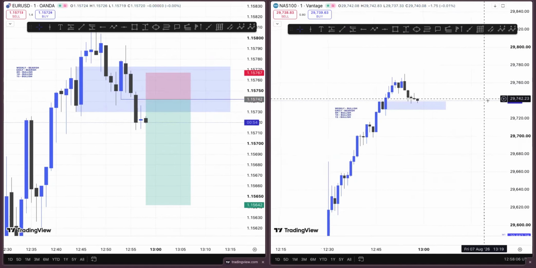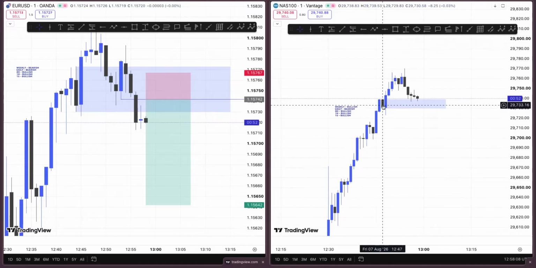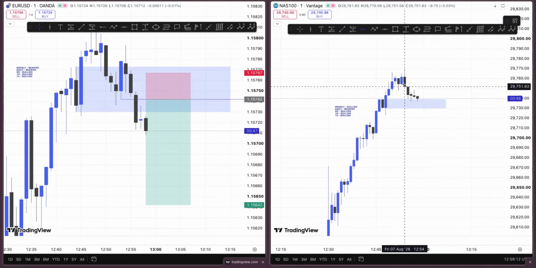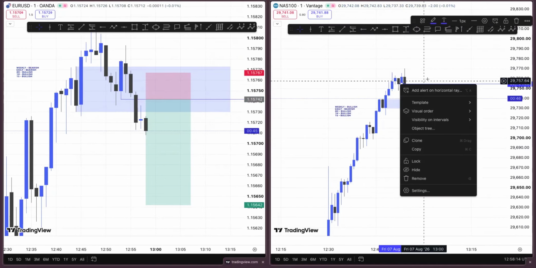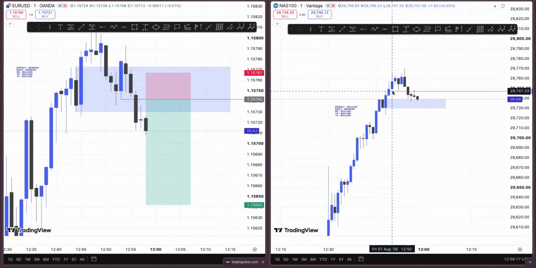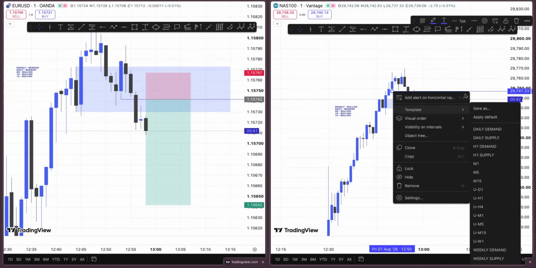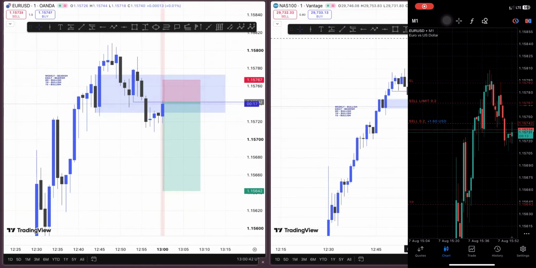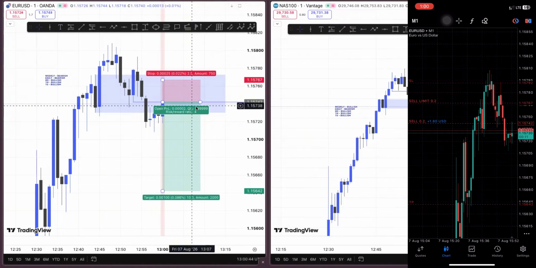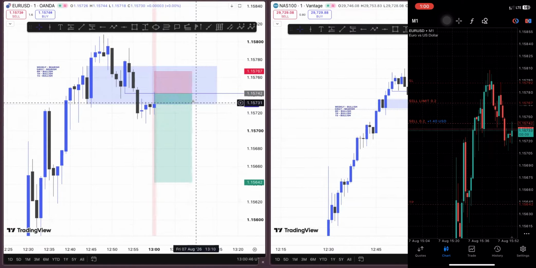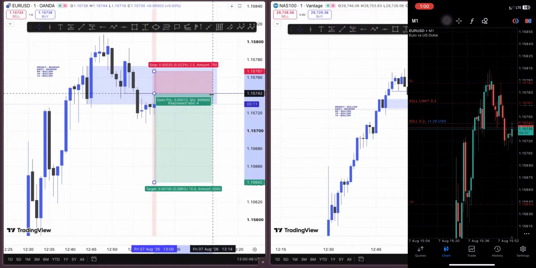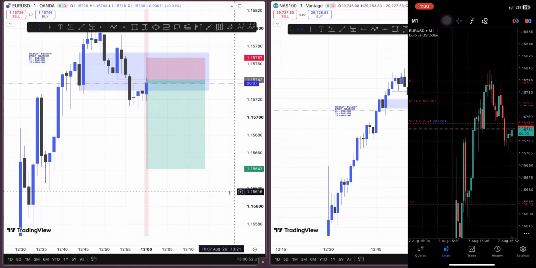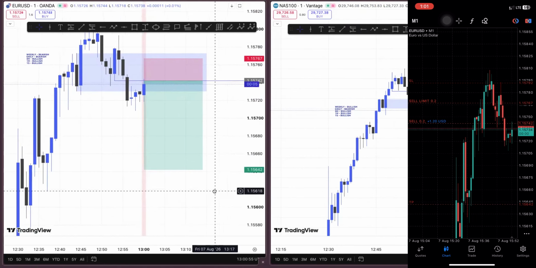NAS100 is also about to invalidate this demand right here. If it gets invalidated, I'm looking at this supply right here, this one right here, to then take my entry. So let's see how that one also plays out. Okay, so I'm in on EURUSD. Price just tapped me in on EURUSD. Let's see how it plays out. This is my TP. I'm going for a 1:4 on this one. So let's see how it goes.